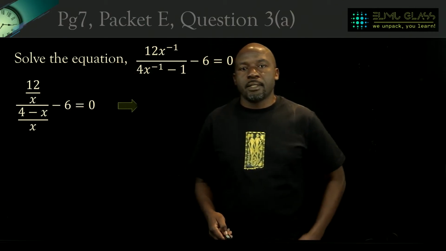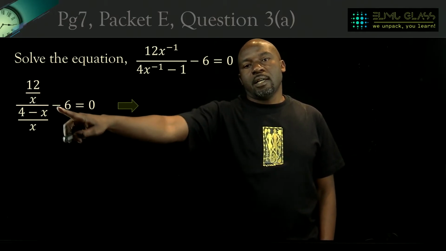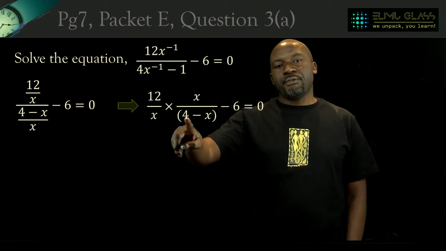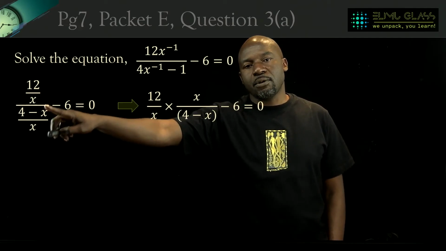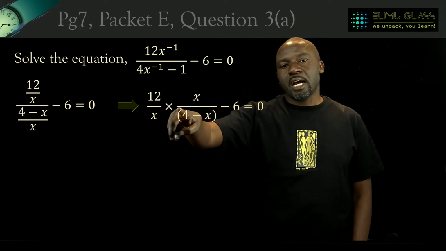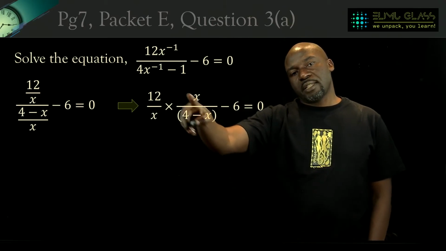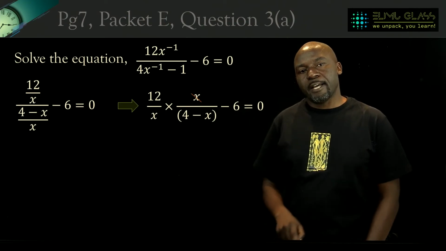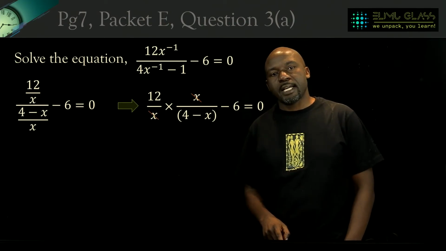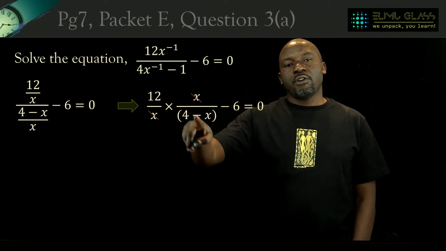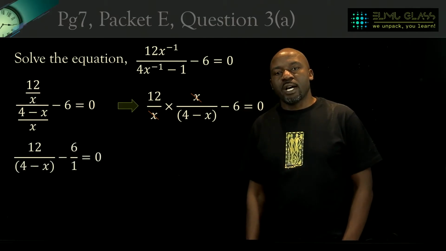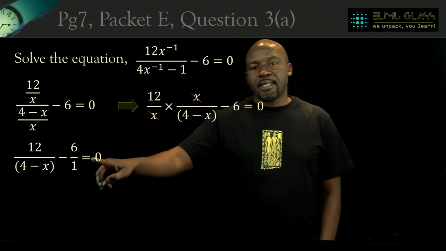All right. So the next thing is writing that in that format. I've already flipped it. You can see you can flip. So this goes up and that goes down, and now we multiply. And we can simplify these two. X cancels with x there, so that x cancels with that x, and we are left with 12 over 4 minus x. So we can write 12 over 4 minus x minus 6 over 1.